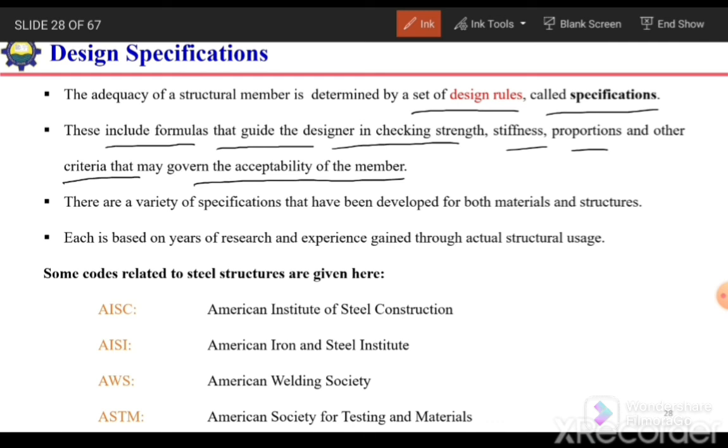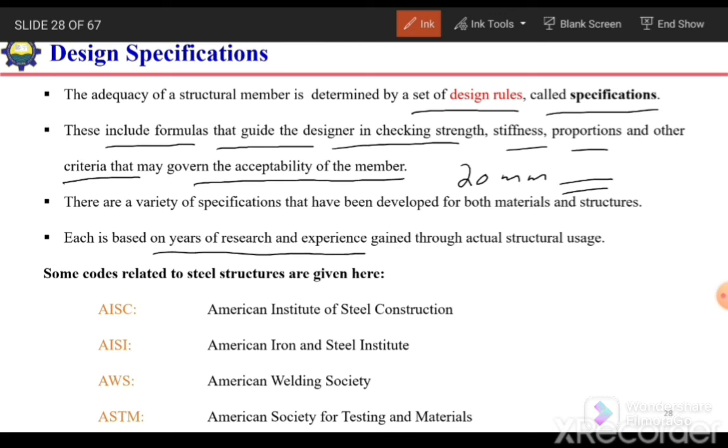For example, in a design specification there is a limitation of 20 millimeter maximum deflection for a beam. I am just assuming that. So if your designed structure has a maximum deflection within this limit, then it will be accepted, otherwise it will not be accepted. There are a variety of specifications that have been developed for both materials as well as for structures. Each is based on years of research and experience.